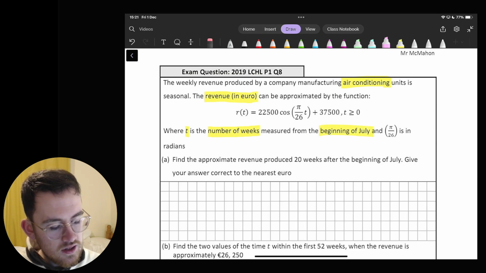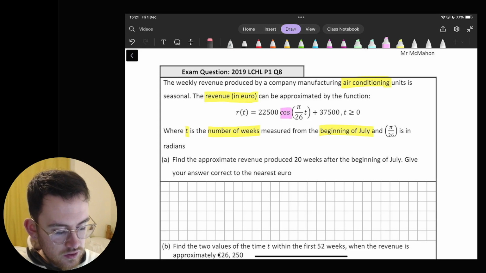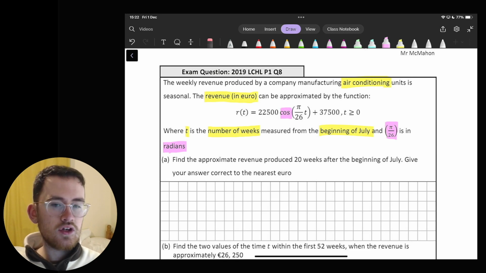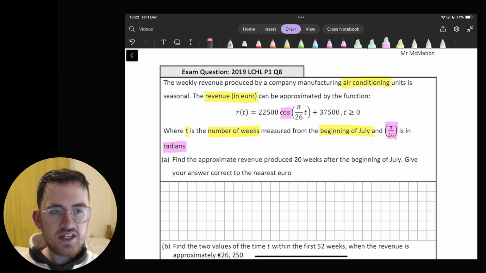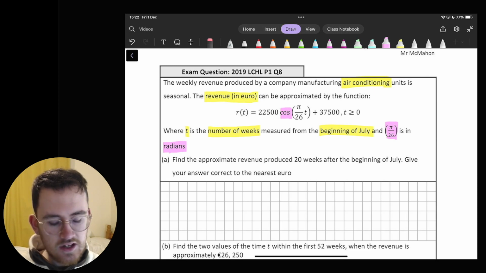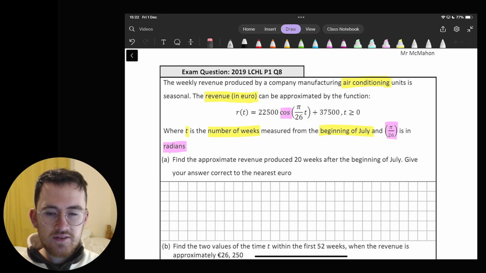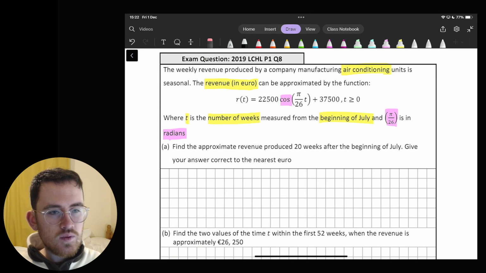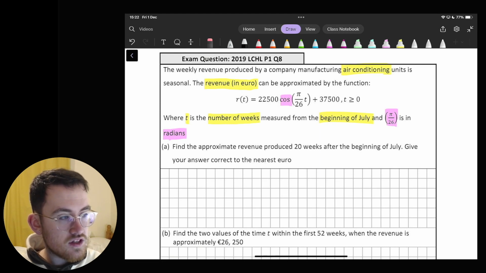Another thing to note here is we have a trig function, and we're given our angle in radians. So it's important to note that if we're working with values of t here, we're probably going to be working with radians, so making sure that we adjust for that as well. So find the approximate revenue produced 20 weeks after the beginning of July. Give your answer correct to the nearest euro.